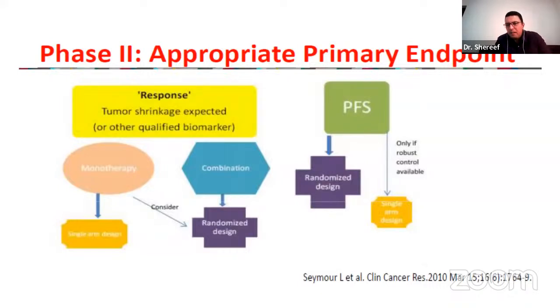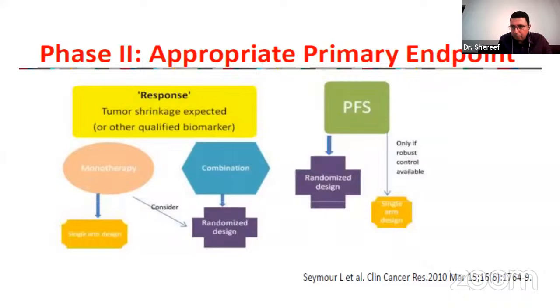So a single arm clinical trial here is not a good choice, and choosing response rate is not a good choice. You need to have a randomized phase 2, and your primary endpoint should not be response rate. Mostly it will be progression-free survival. However, again, here the choice of progression-free survival between phase 2 and phase 3 is different.